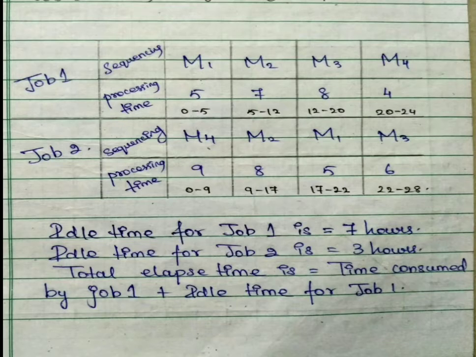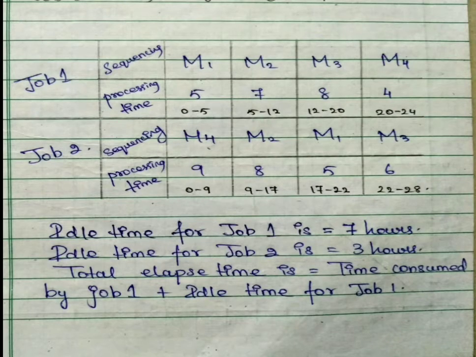For job 1 there is no change in sequencing, so you write as it is: 5, 7, 8, 4. For job 2 the sequencing will be M4, M2, M1, M3, so you have to write the corresponding processing times. For M4 9, M2 8, M1 5, M3 6. Using this only, we have to come up with the graph.